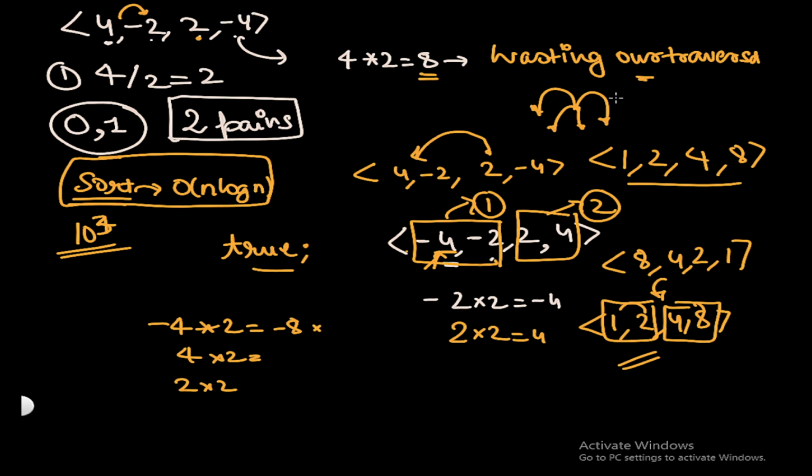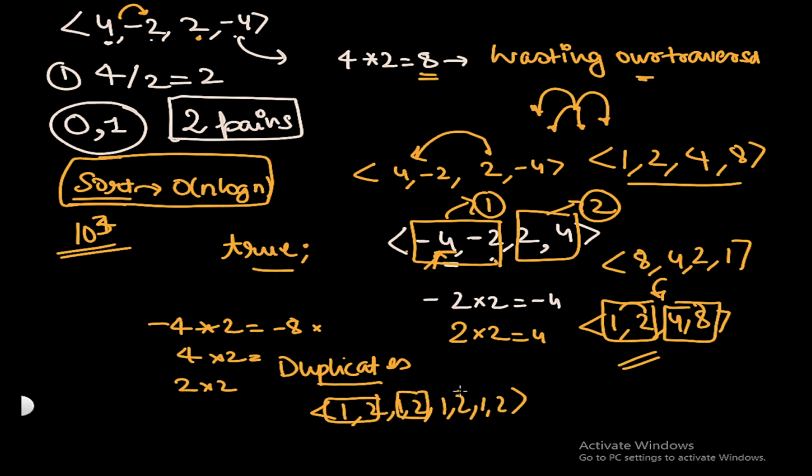So this is one condition, and another condition is that duplicates can always be present. Duplicates can also be present, such that I have the array 1, 2, 1, 2, 1, 2, 1, 2. This can also be a condition. In this we can reorder, because twice of the element is always present.